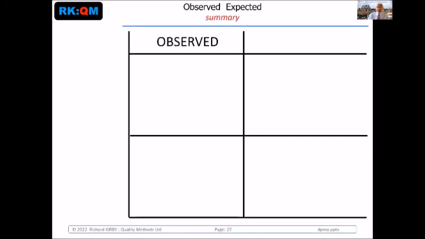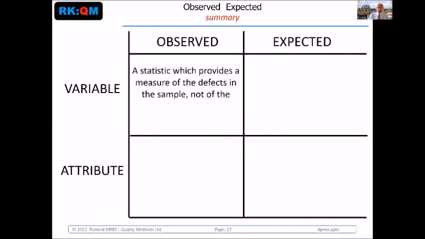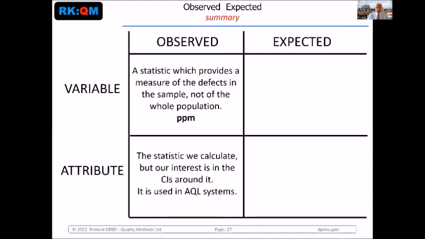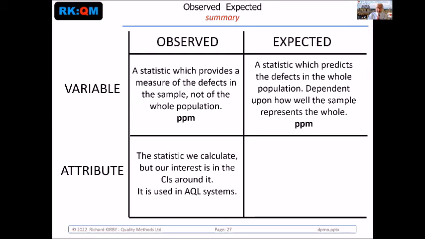Let's look at a summary of observed and expected results for the two types of data, variable and attribute. First, be careful in using any statistic which is called observed. An observed variable ppm is of little use to us. As I said, it's a measure only of the sample taken. Likewise, to an extent, for attributes, which are unhelpful, but used in AQLs, and I shall look at that in part 2. Expected variable results predict the defects in the whole population, just what we need.